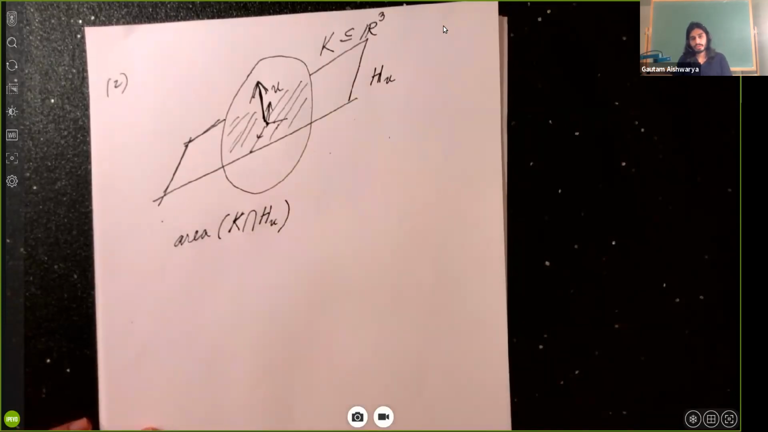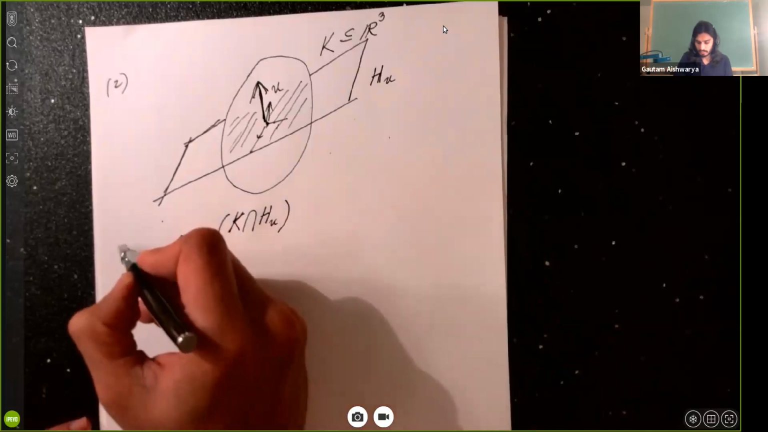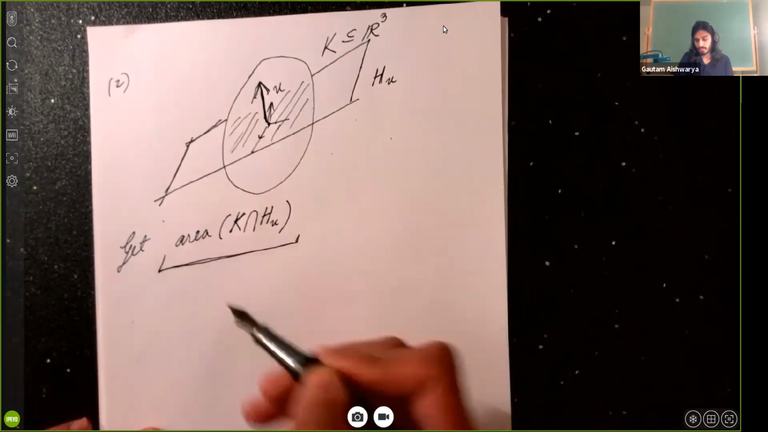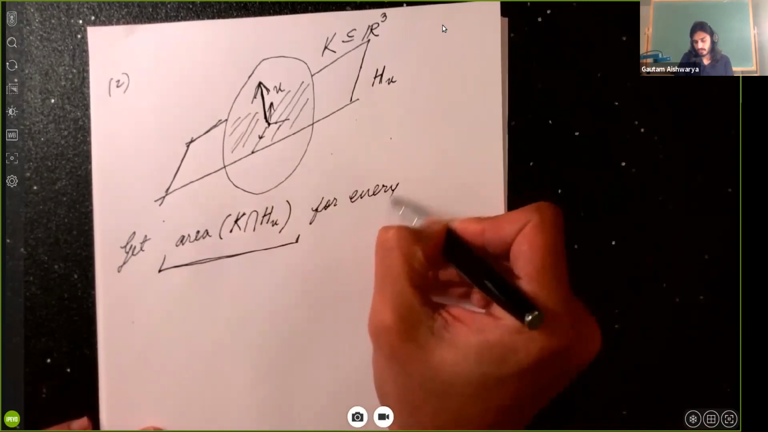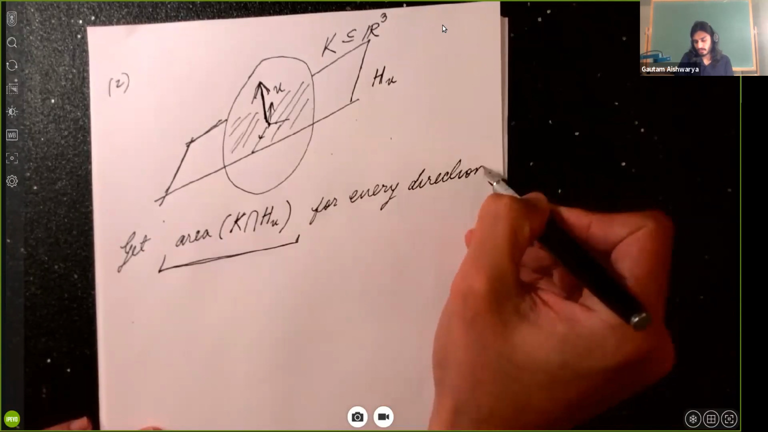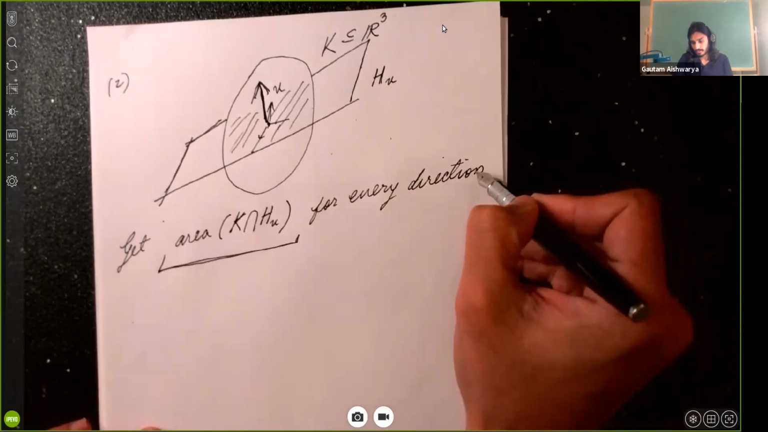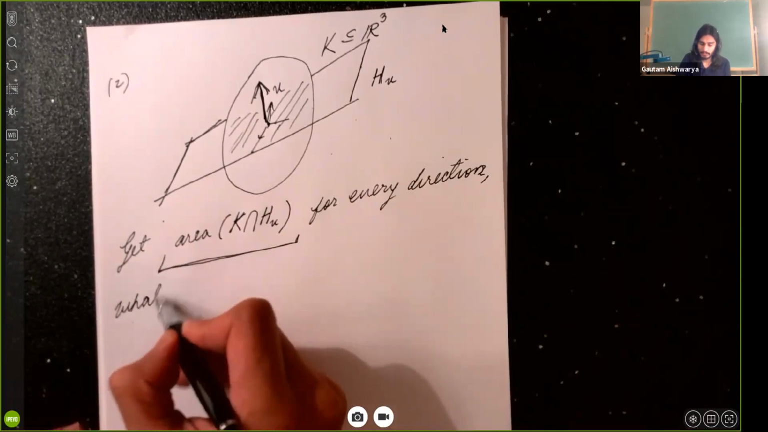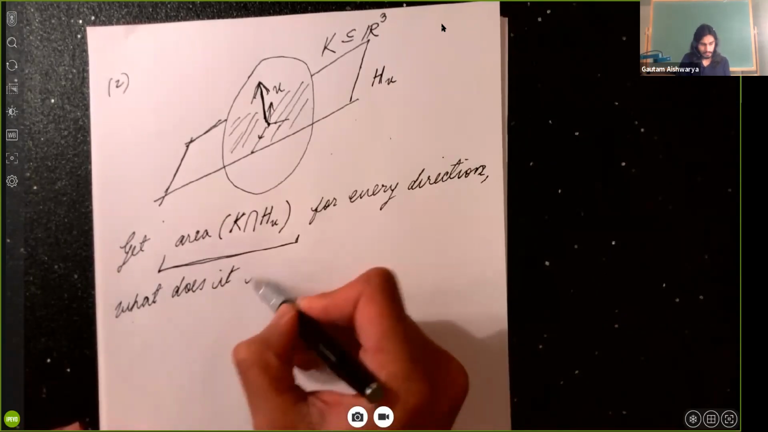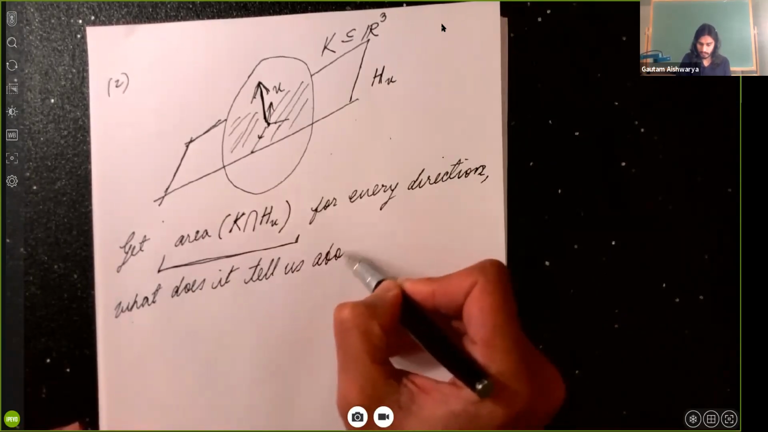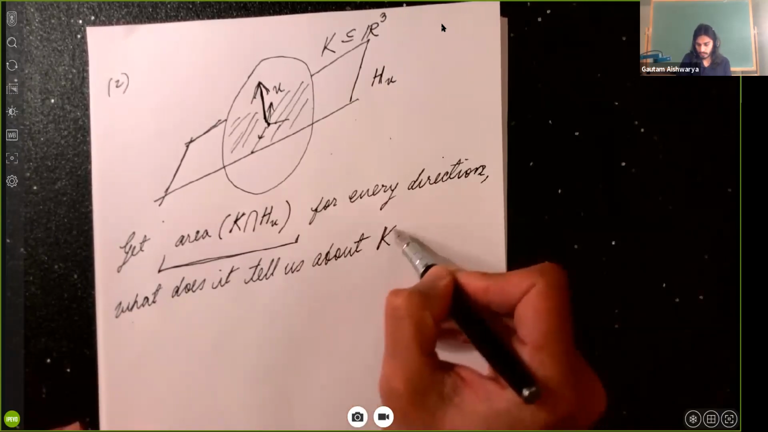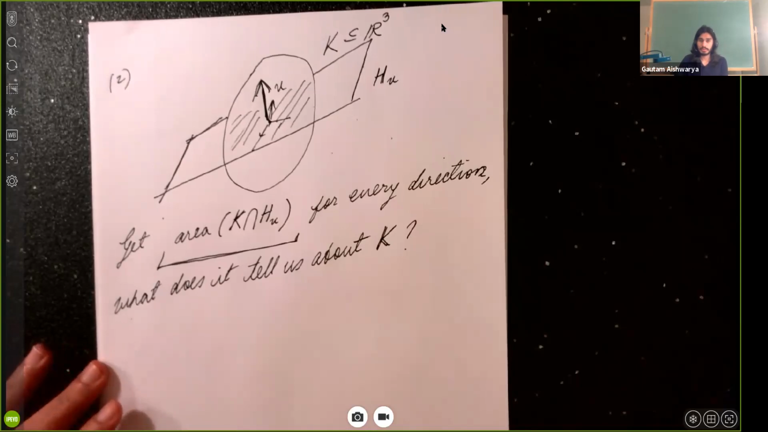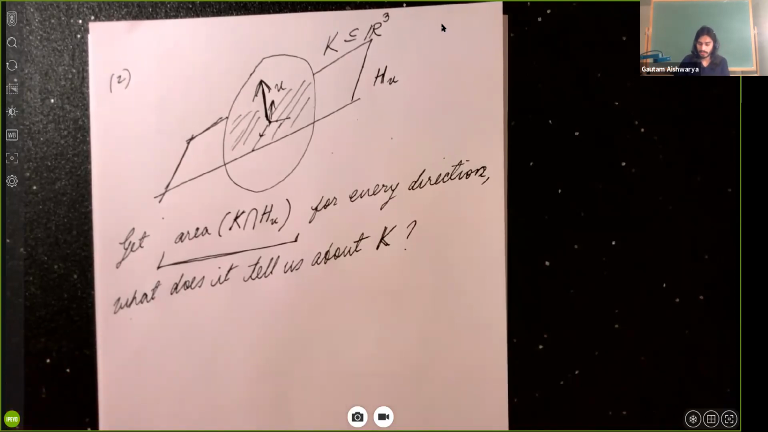So for every direction, you get this, for every direction. And then ask the question, what does it tell us about K? These are some kind of questions that people ask in three dimensions or higher dimensions.